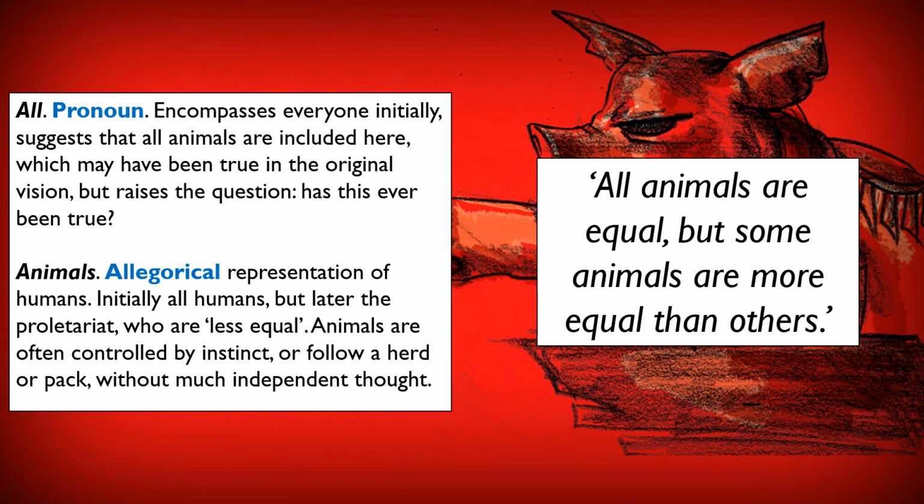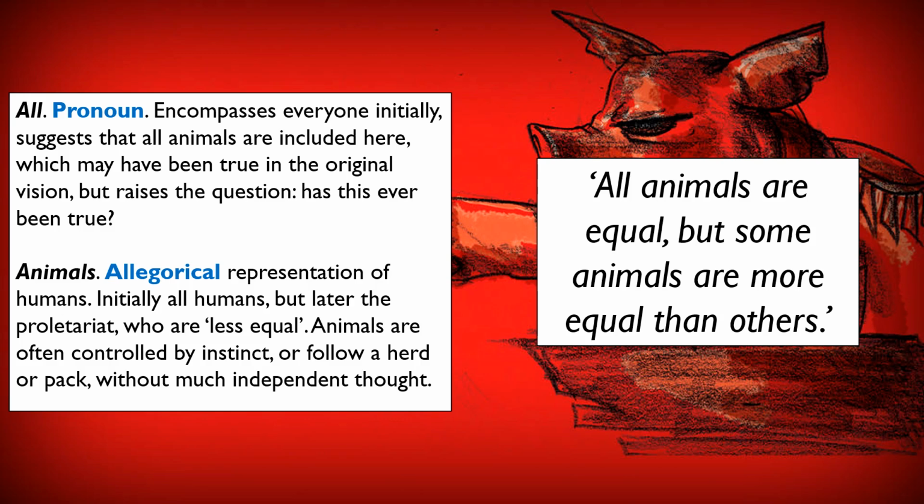So the first word that we're going to look at is "all." So "all" is a pronoun. So when we're writing this, we'll write that "all" is a pronoun that encompasses everybody. It seems to include everybody. And that seems to have been the original vision of the farm. When we think about when animalism was first constructed, "all" meant everybody. Everybody was supposed to be equal. Old Major talked about everybody being equal.